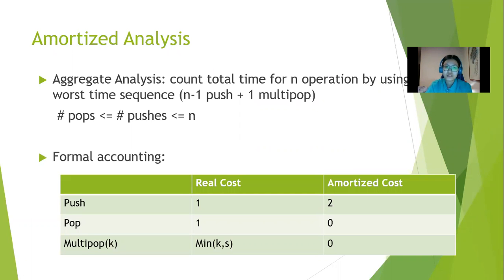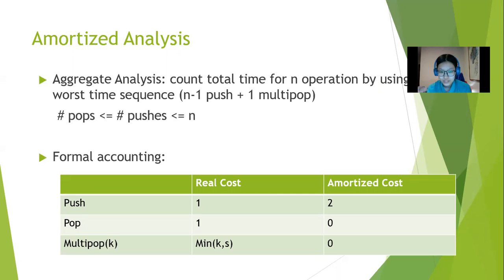The first one we learn is aggregate analysis. Aggregate analysis means we count the total time for n operations by putting ourselves into a worst situation. Here we know that the number of pushes has to be smaller than n, and we can't do more pushes. So the worst time sequence would be we first do n-1 pushes, and then one multi-pop of size n-1. So this is roughly O(2n), which is O(n).